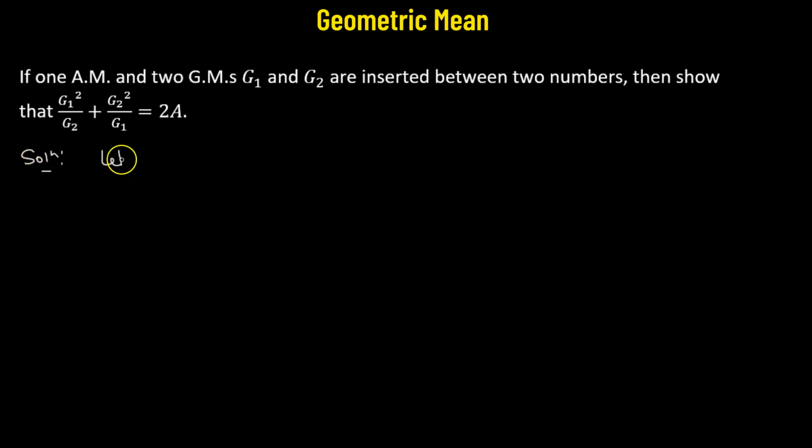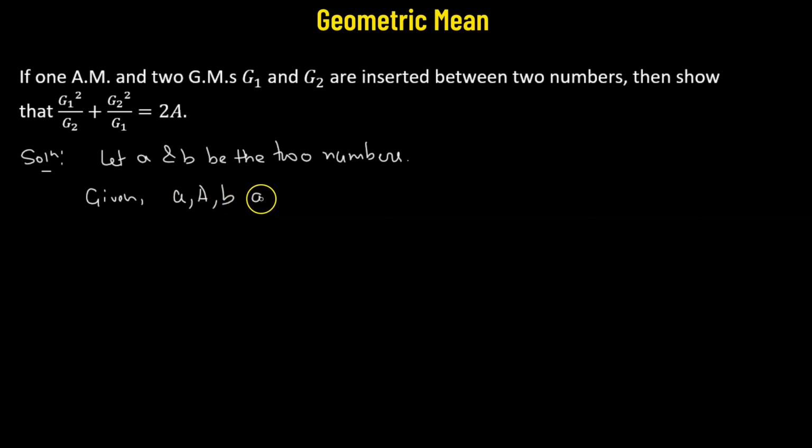So let the two numbers be a and b. It's given here in the problem that one arithmetic mean is inserted between a and b. So let's represent it by the letter A. So A, and b, these numbers are in arithmetic progression, which would mean that A must be equal to (a plus b) divided by 2. Or simply 2A will be equal to a plus b. So let's label this as equation number 1.